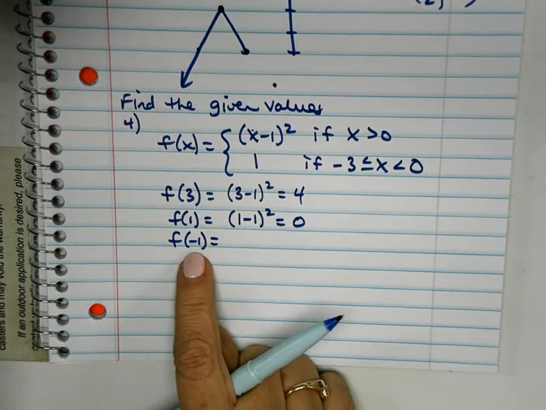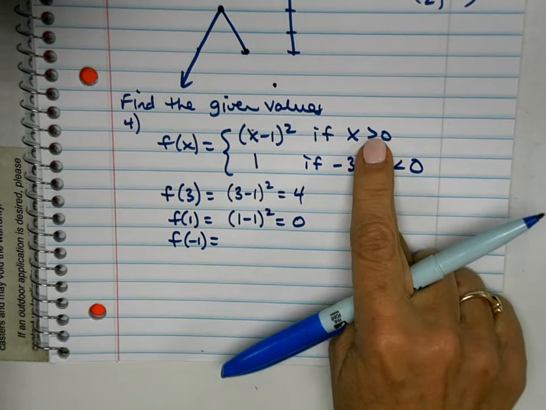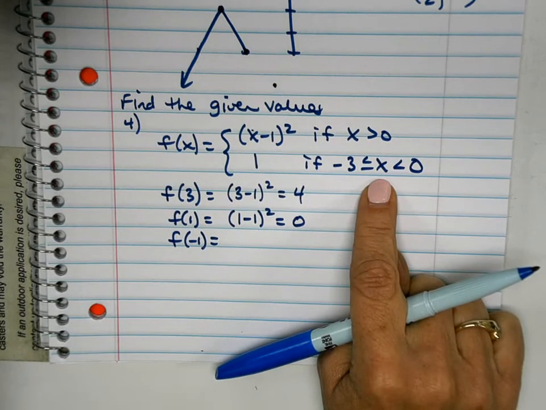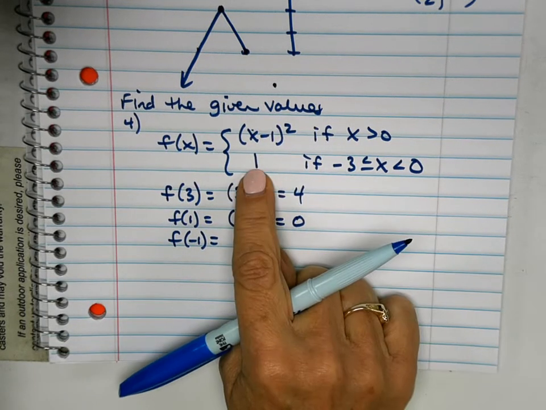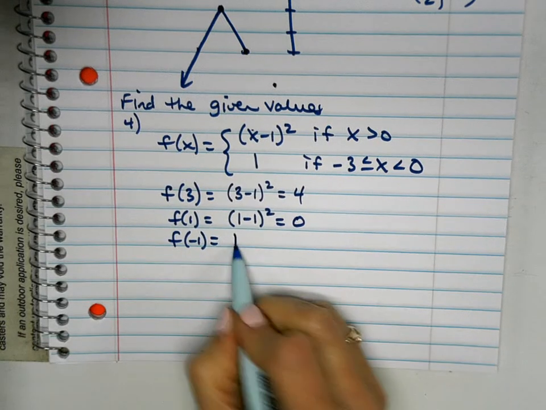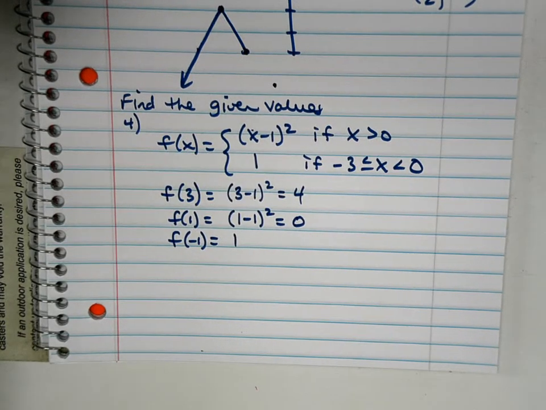Okay, now negative 1. Is it greater than 0 or is it between negative 3 and 0? It's here, right? Okay, now if there's nothing, no x to plug it into, what's the answer? It's 1. Yeah. Okay. What if I ask for f of negative 4?